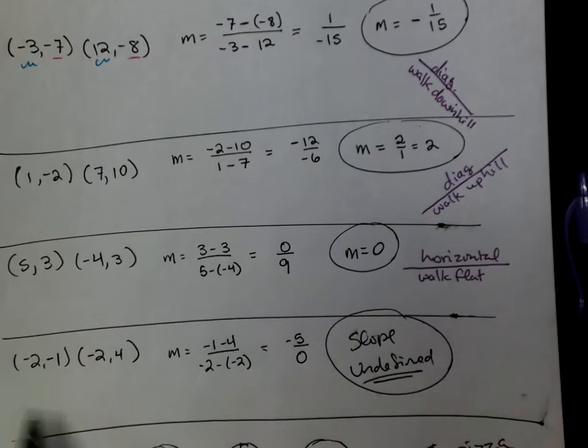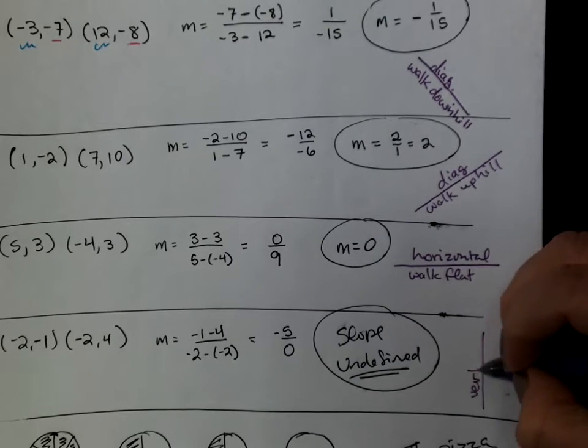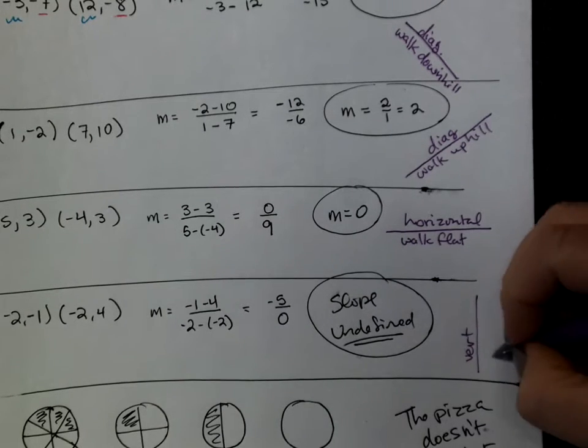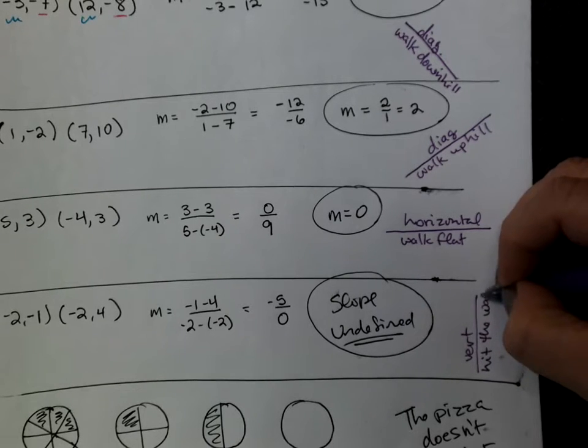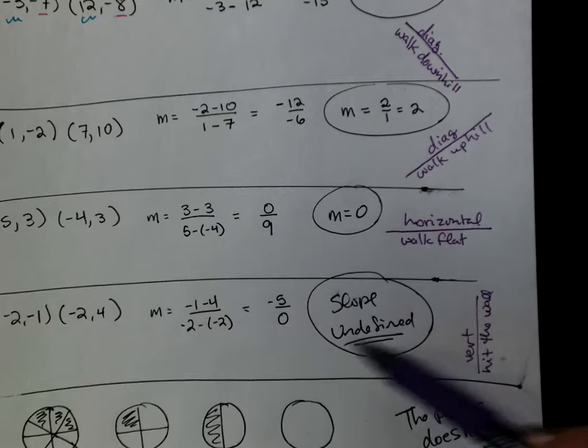What kind of line is this? Vertical. Right. So this is a vertical line, and can you walk on it? Not unless you're Spider-Man. So this is like hitting a brick wall. So there's not even any slope. If you can't even walk on it, then the slope doesn't exist. So your vertical line, slope undefined.